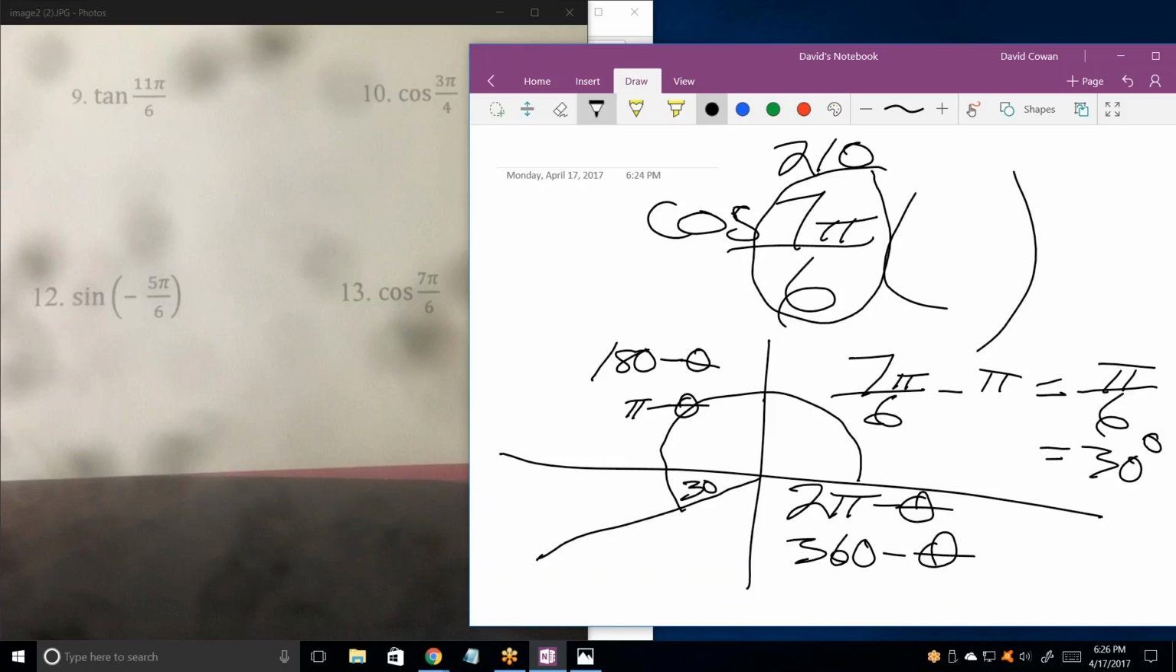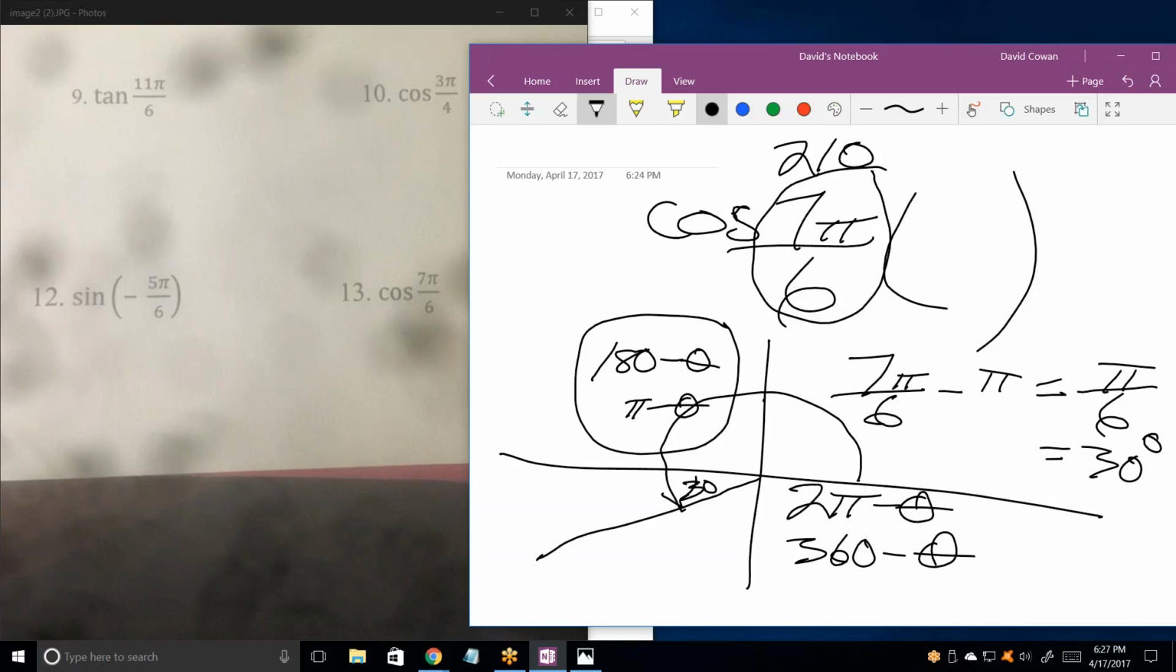That's 30 degrees, right? If the reference angle is the angle that goes past that... oh yeah, you're right, it is 30, because it goes to the x-axis. The reference angle is always the angle that the ray makes with the x-axis. Yep, okay. That's the reference angle.